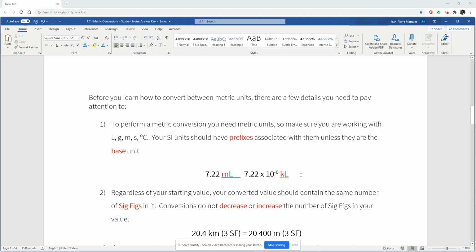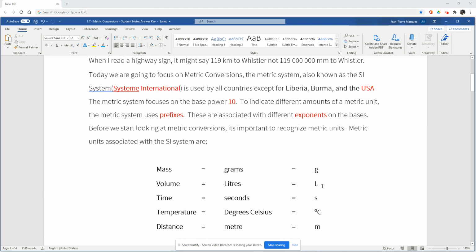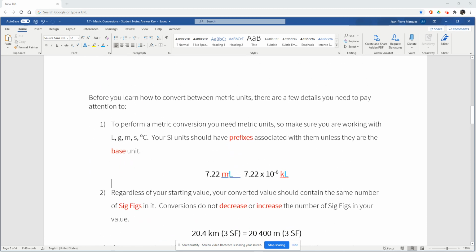So the point I'm trying to get across here is when you look at your units, first of all, identify your actual base unit. Is it grams? Is it liters? Is it seconds? Is it degrees Celsius? Is it meters? What is it? Then look to see if there is a prefix in front of it. If there is, this will change the size of your unit. They'll either make it bigger or smaller. If there is nothing in front of it, then it is just the base unit as it is. Okay, we will get back to that though.